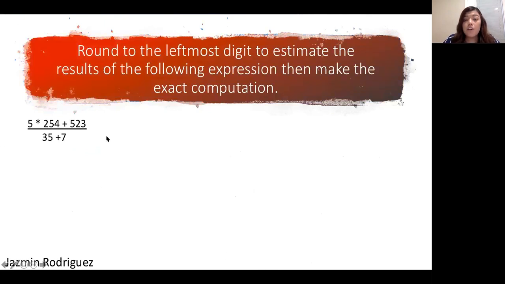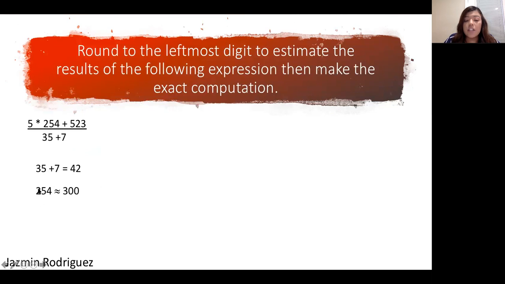For our next problem, we are doing the exact same thing, except here, as you can see, we have an expression that has more than one thing going on. So let's go ahead and look first. We'll do 35 plus 7. We'll add our denominator first, which gives us 42. Now we'll go ahead and round our numbers. 254 rounds to 300. As we can see, our leftmost digit is 2, since we're rounding to the nearest 100.